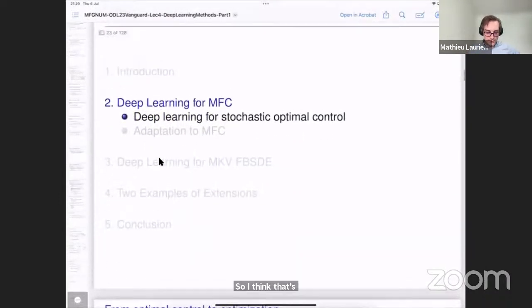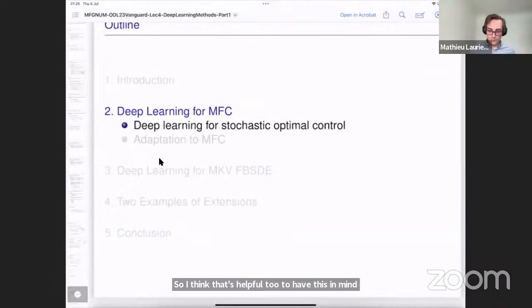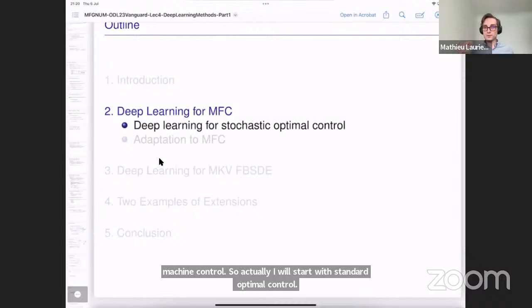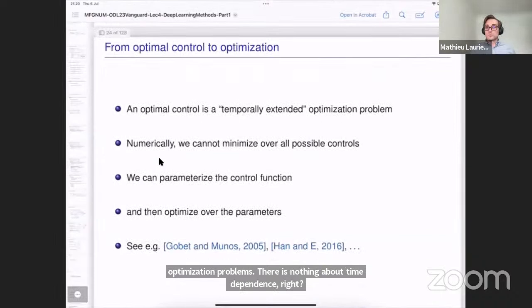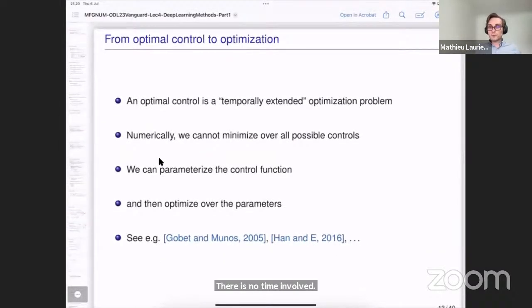All right, so two methods. The first one will be for mean-field control. Actually, I will start with standard optimal control. You see that what I've presented before is for optimization problems. There is nothing about time dependence, right? There is no time involved. So how can we recast an optimal control problem as an optimization problem? Well, basically by forgetting time. At least that's probably the most naive way to do it. You just forget time and treat the problem as an optimization problem.